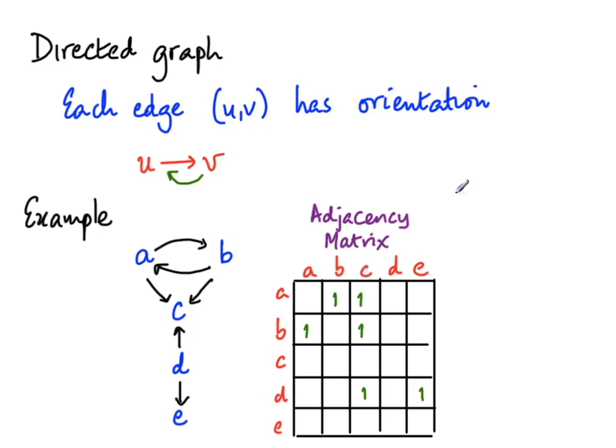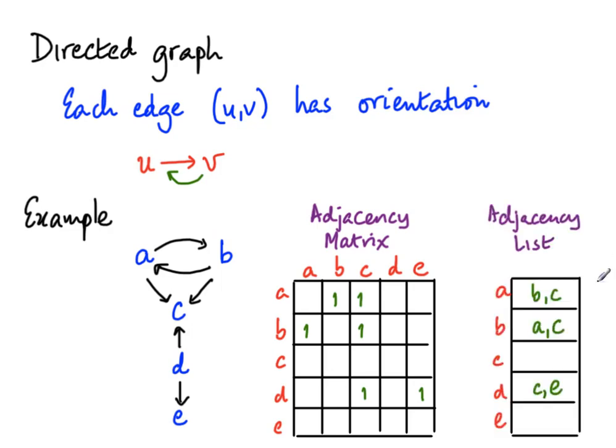The empty cells are supposed to be 0, but as usual we've only put a 1 and not the 0 to avoid cluttering up the matrix. Corresponding to the ones in the rows, we can set up an adjacency list. So A has edges to B and C, B has edges to A and C, D has edges to C and E, and the lists for C and E are both empty because there are no edges leading out from C or E.